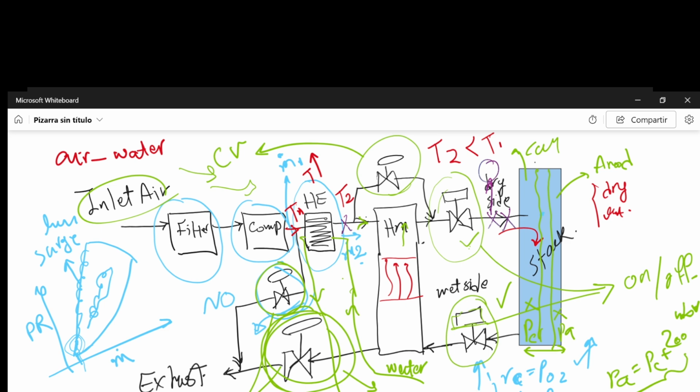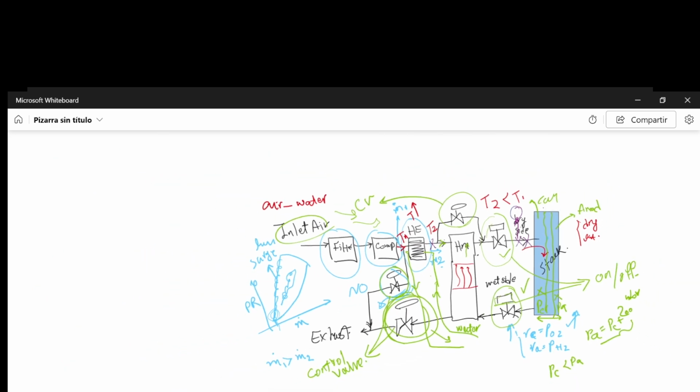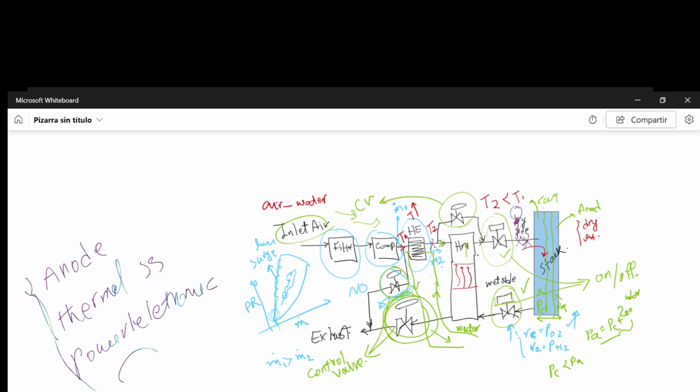And in the next session, I will explain other subsystems like the anode subsystem, thermal subsystem, and power electronic subsystem that make the balance of plant for a fuel cell stack.